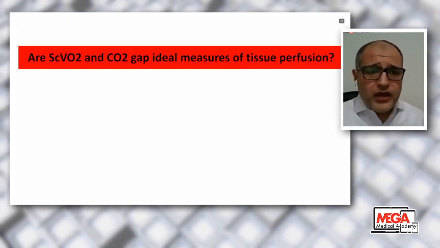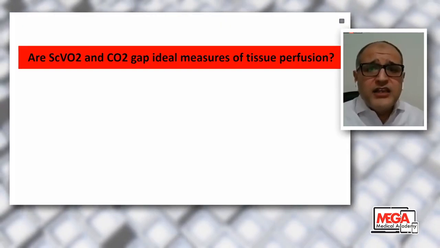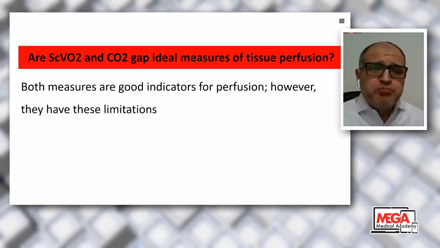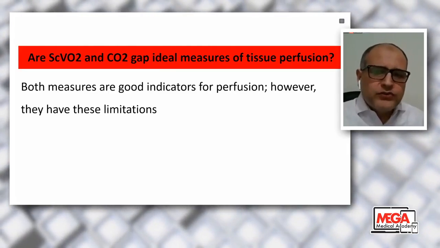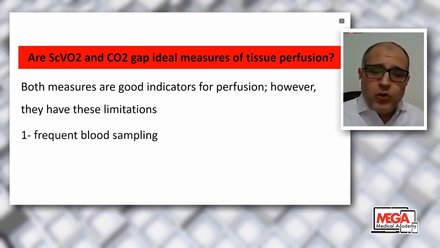Our question now: are the CO2 gap and the central venous saturation the ideal measures of tissue perfusion? The answer is both measures are good indicators for perfusion. However, they have these limitations. They need frequent blood sampling.